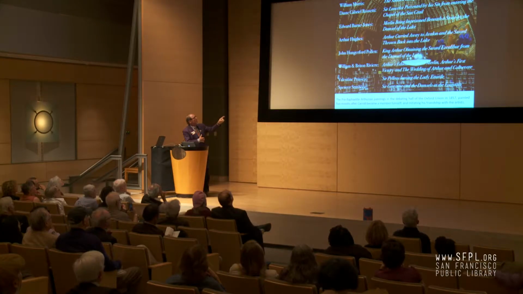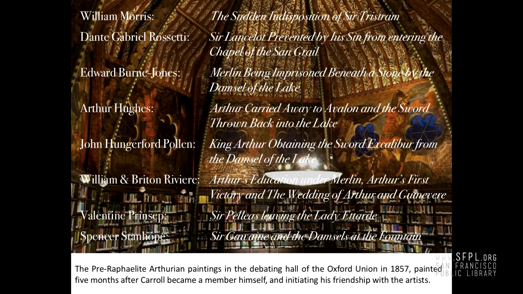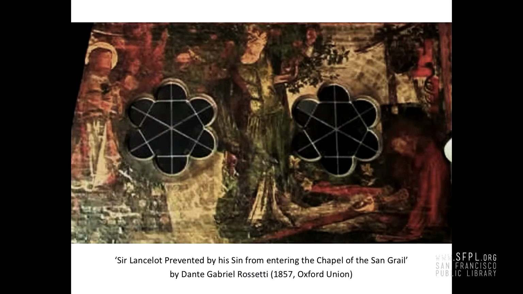And so these are the paintings that they painted, from William Morris, Rossetti, Edward Burne-Jones, Arthur Hughes, and some other people that I was not familiar with, let's say. So this is Rossetti's contribution. It has this Arthurian theme. They were all related to the Arthurian theme.